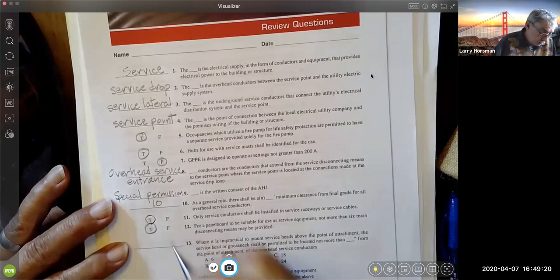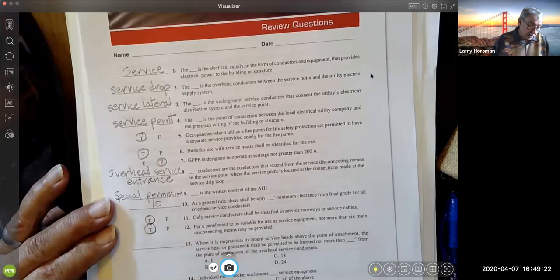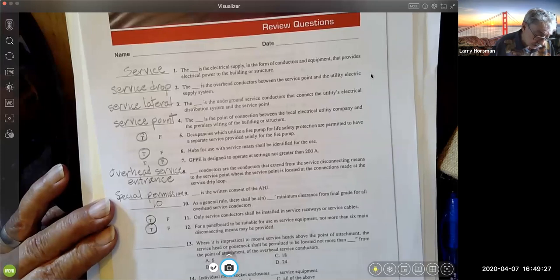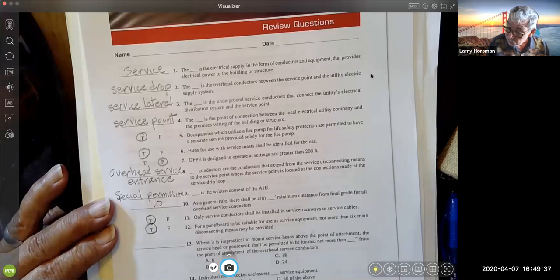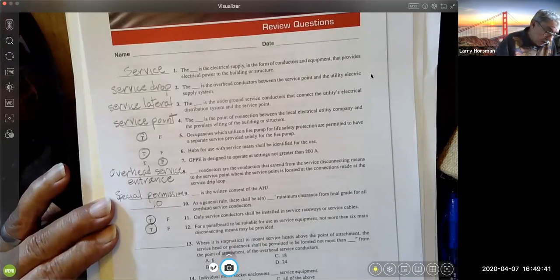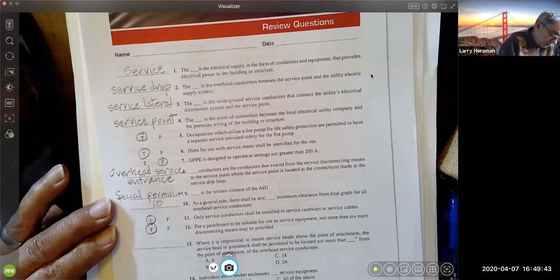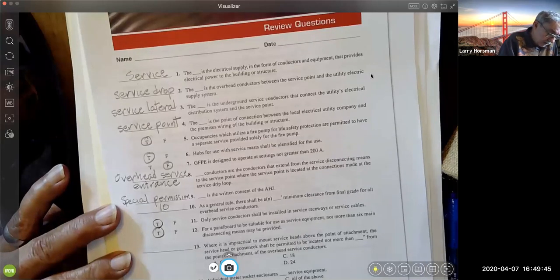13, where it is impractical to mount service heads above the point of attachment, the service head or gooseneck shall be permitted to be located not more than how many inches from the point of attachment of the overhead service conductors? That's number 13. And that's 24 inches, which would be D.